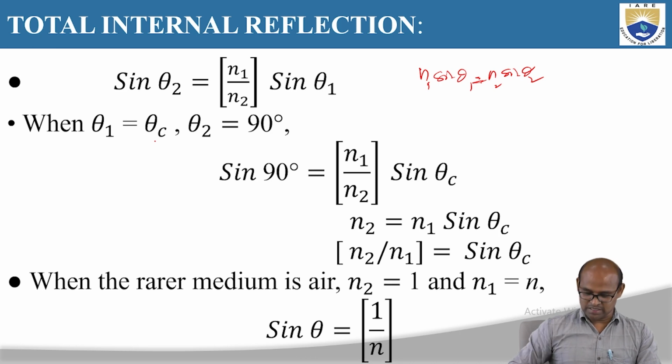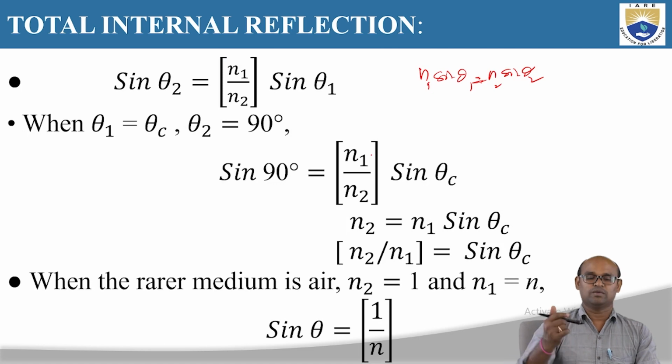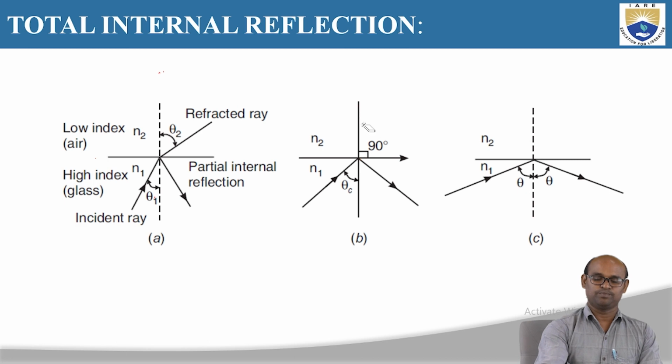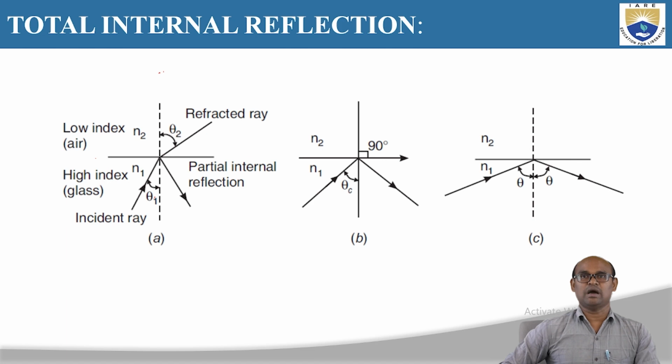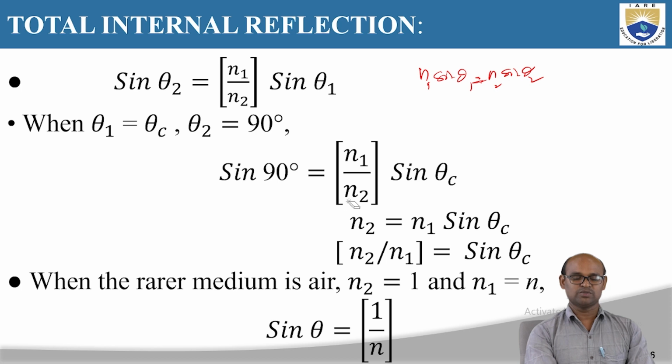So theta 1 is equal to theta C when the angle of incidence is equal to the critical angle. When theta 1 is equal to theta C, then theta 2, or theta r, is equal to 90 degrees. It is clear that when theta 1 is equal to theta C, theta 2 is 90 degrees. So we substitute this: theta 2 is 90 degrees when theta 1 is replaced by theta C. Sine 90 is 1. So n2 is equal to n1 sine theta C, or n2 by n1 is equal to sine theta C.